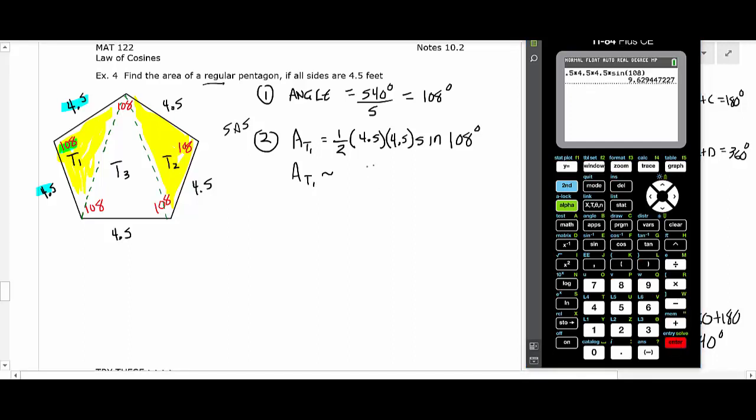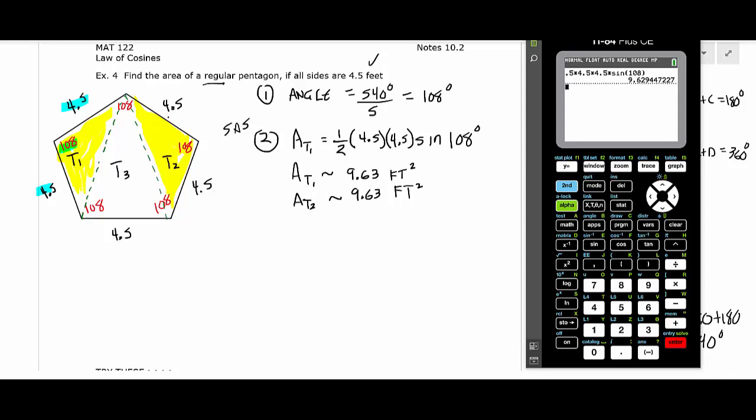Okay, so we have this. Let's just round that to 9.63, and this is in feet, so that's square feet. Now the area of triangle 2 is going to be the same because they're equal. Those two triangles are congruent because of side angle side. In geometry, you learn about triangle congruence. If both triangles share a side angle side, then the triangles are the same, so they're going to have the same area. So that's what we have.